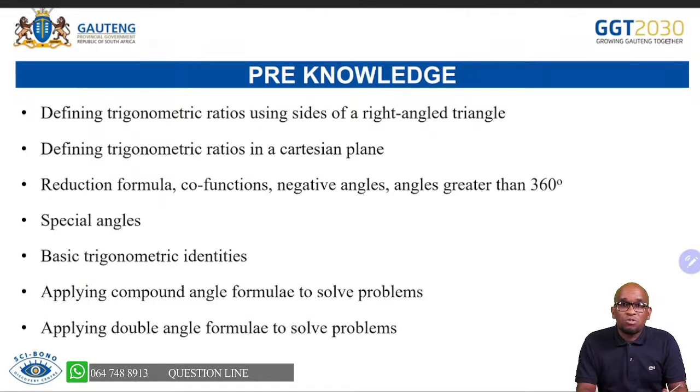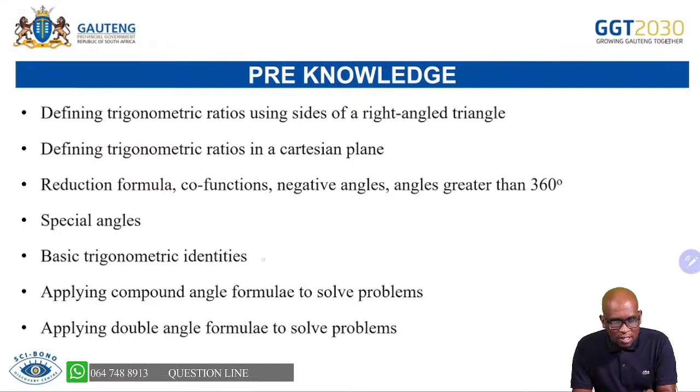Right, the knowledge that you should be coming with to this particular lesson. I think we've worked in the previous two lessons of trigonometry. We've been working on the knowledge that you'll be needing also today. So it's a continuation, good people. Right, we should know how to define trigonometric ratios using the sides of a right angle triangle. Should know how to define trig ratios in a Cartesian plane. Should know our reduction formulae, the co-functions, the negative angles, and the multiple rotations. We should understand our special angles, our basic identities.